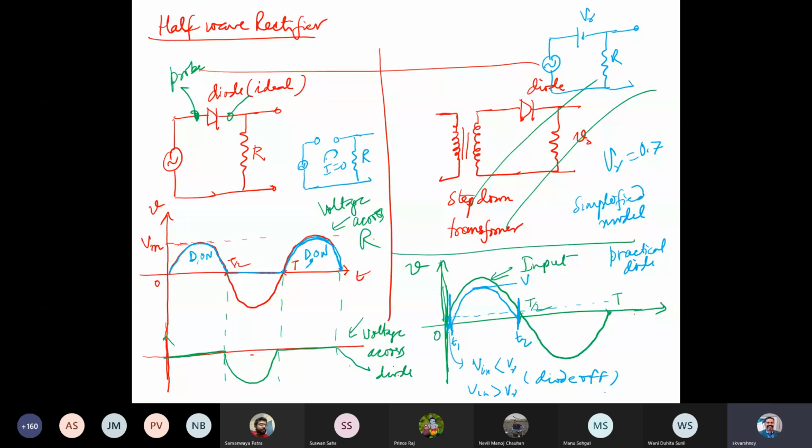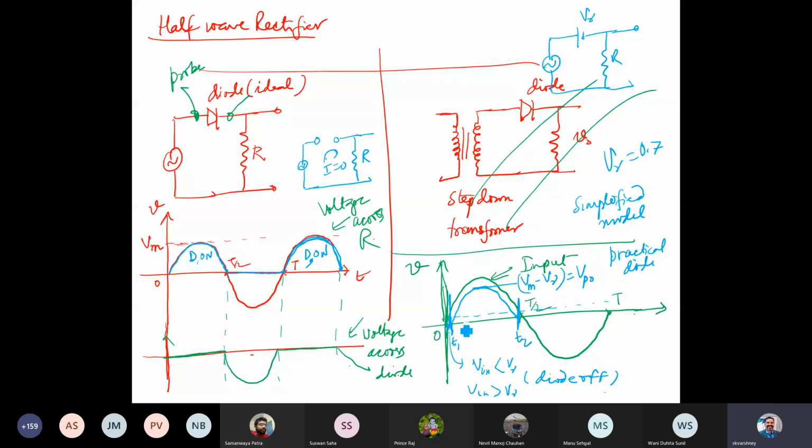If Vm is the maximum voltage amplitude of the input, and V gamma is the voltage drop, then Vm minus V gamma is the peak output voltage. So this is the peak output voltage, right? Of course, because that's a different point.